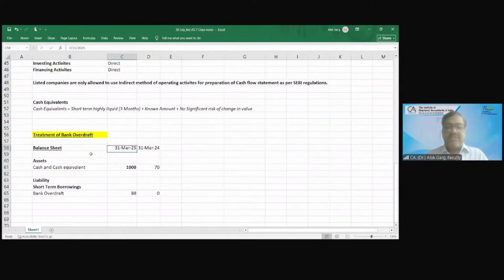This is the balance sheet, 31st March 25 and 31st March 24. 1,000 rupees is the closing cash and cash equivalent, and 70 rupees is the opening cash and cash equivalent. Short-term borrowings, bank overdraft, is 80 rupees at this year end. In the beginning, it was 0. So now I need to prepare my statement of cash flows.